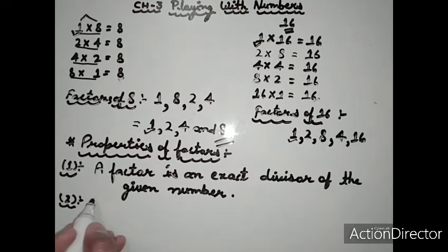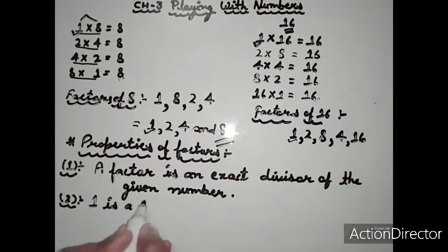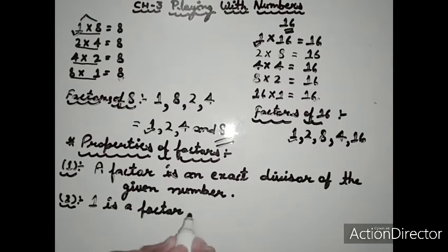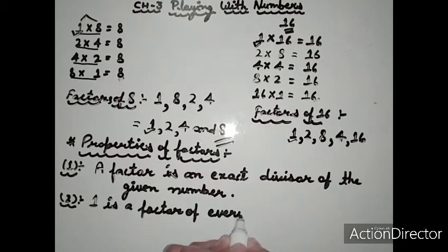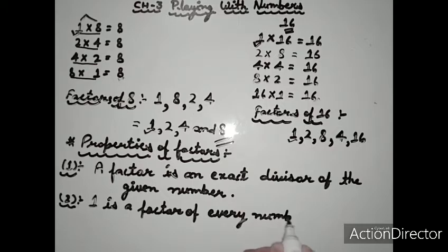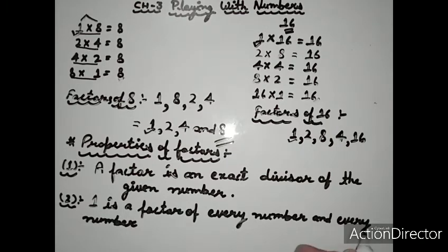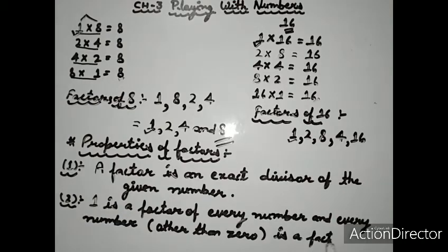So the second property of the factor is 1 is a factor of every number, and every number other than 0 is a factor of itself.